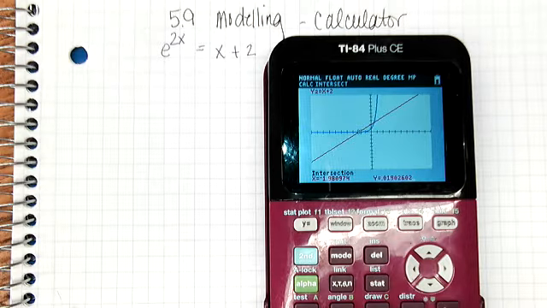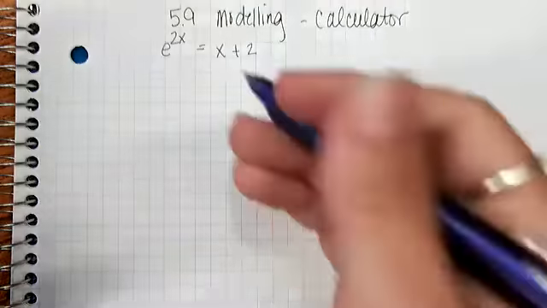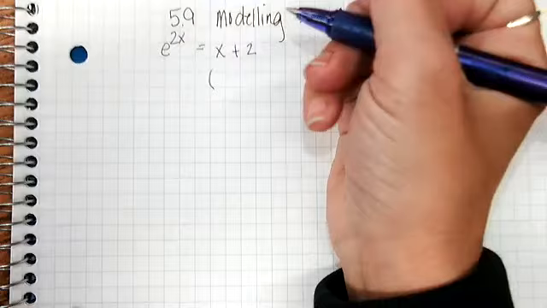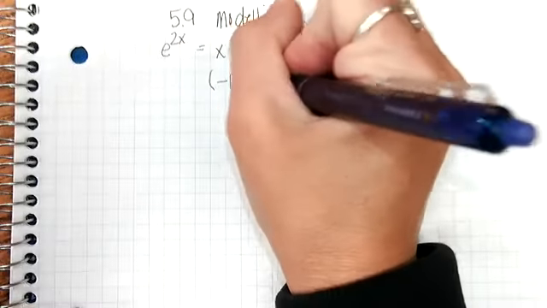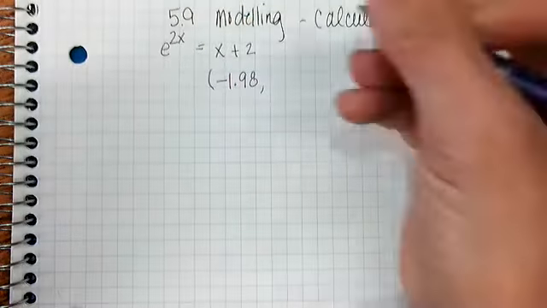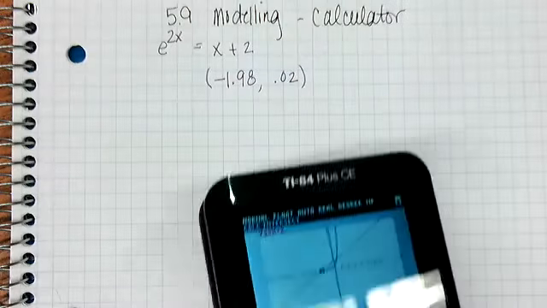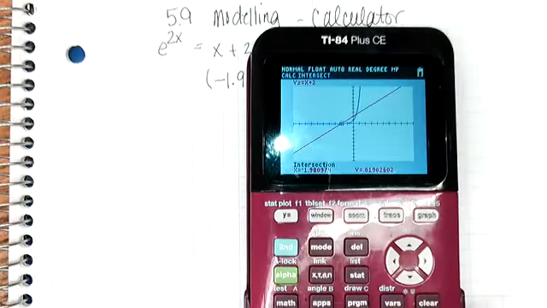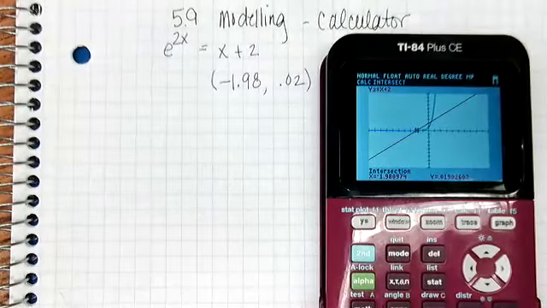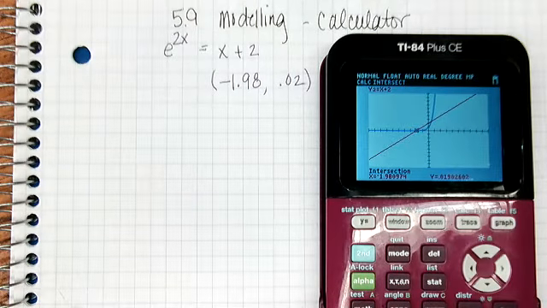And I got an answer of, it's hard to see on the screen, negative 1.98, comma, 0.02. It's hard to read on the video, but I got an intersection point of x is negative 1.98 and y is 0.02. Generally, you should round to the nearest hundredth.